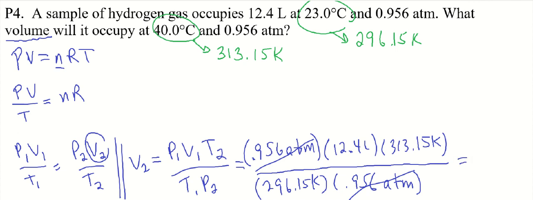Let's punch these numbers in our calculator. 13.1. That's all these units. Liters. 13.1 liters.